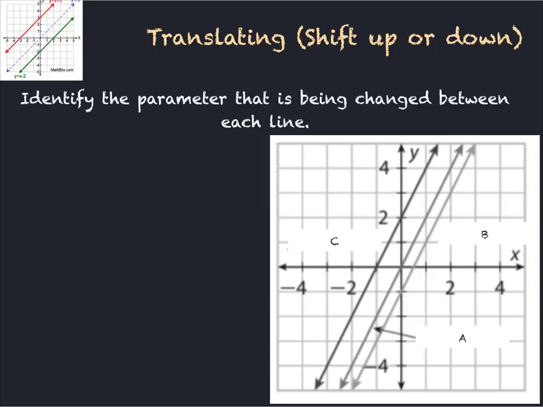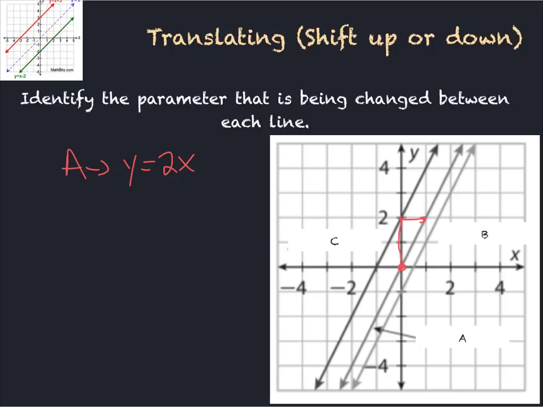So here we have 3 lines, right? And we're going to try to identify the parameter that is being changed. So if we look at line A here, let's start with the y-intercept. The y-intercept would obviously be 0. And what would the slope be? Well, we're rising 2, running 1. So if we wanted to write an equation in slope-intercept form, our slope is 2 over 1, or 2x, and our y-intercept is 0, so it would be y equals 2x plus 0.